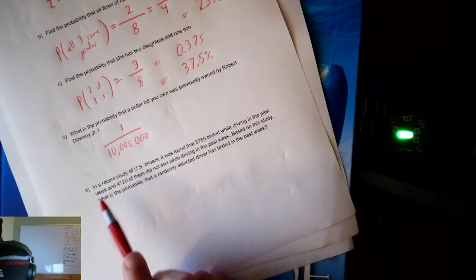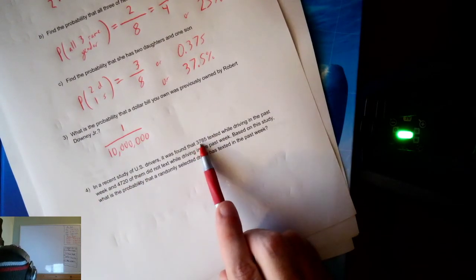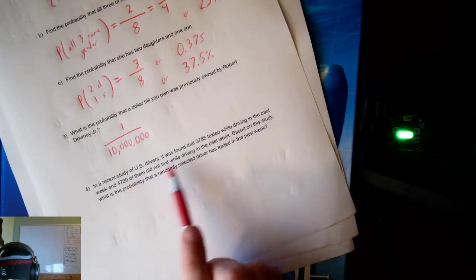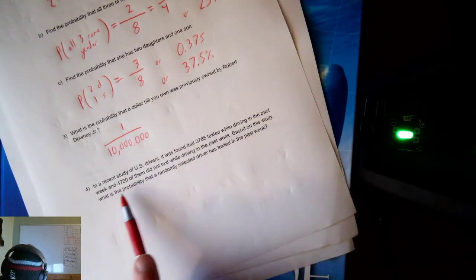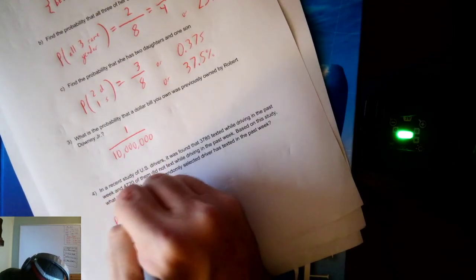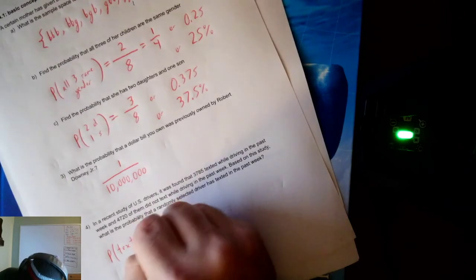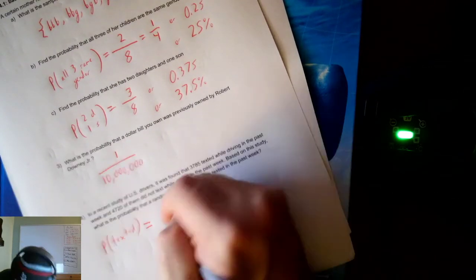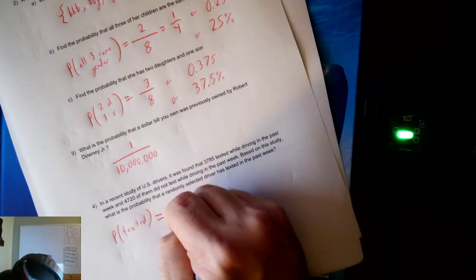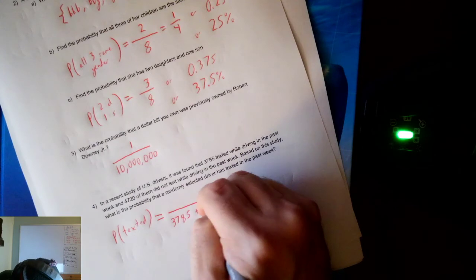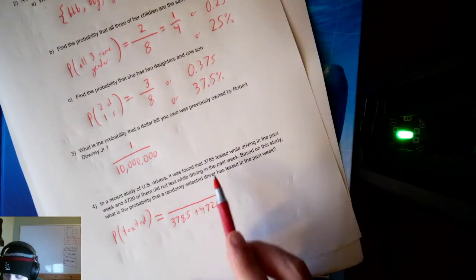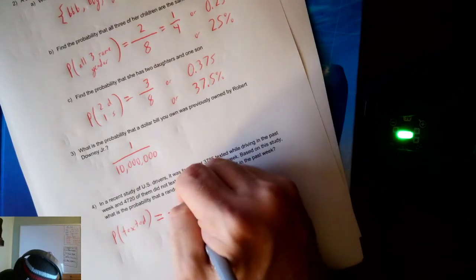Now, our next example. In a recent study of United States drivers, it was found that 3,785 texted while driving in the past week. Shame. And 4,720 of them did not text while driving. Good on them. Based on this study, what is the probability that a randomly selected driver has texted in the past week? So I want to look for the probability of texted, right? I'm looking for who texted. Now I need to be careful. In my study, how many total people were there? I have to add the texters and the non-texters together to get the total. So let's take care of that first. We'll have to add the two different values together in the denominator to get the total, right? What about the numerator? Well, I'm interested in the probability of texted, so I'll take the number of adults who texted.